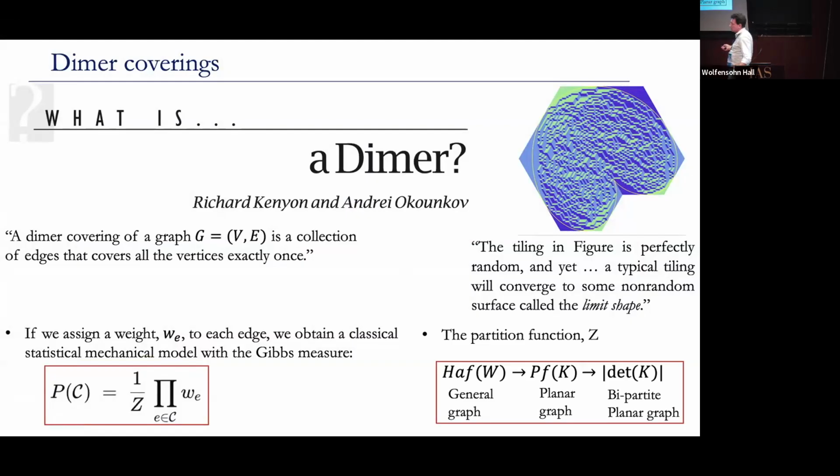If you have a general non-planar graph, it's a Hafnian of the weight matrix, which is computationally, in the worst case, #P, very difficult. If you have a bipartite graph, I think it's the permanent of the weight matrix. If you have a planar graph, it's a Pfaffian. And if it's bipartite planar, it's the determinant of the Kasteleyn matrix.